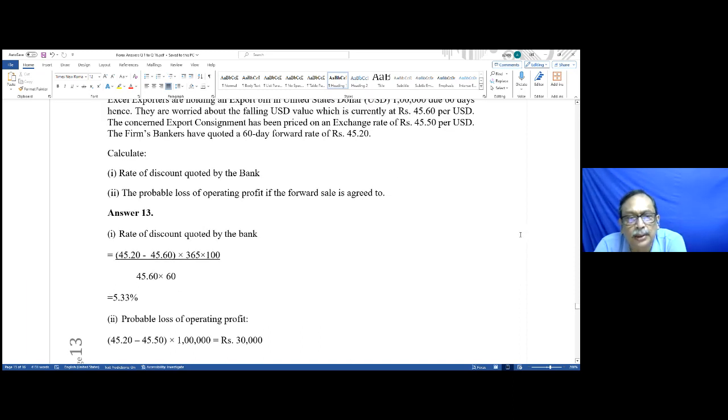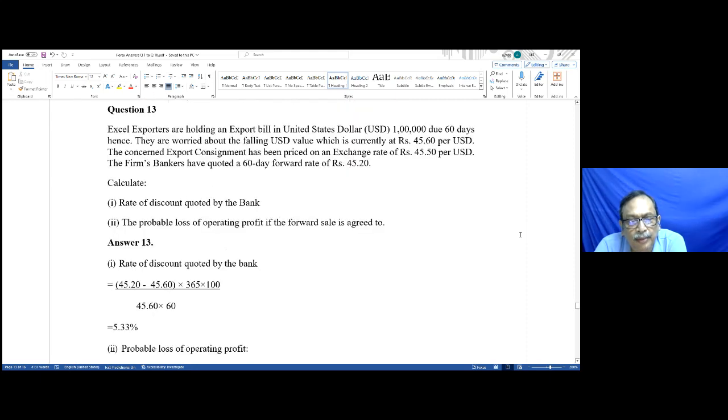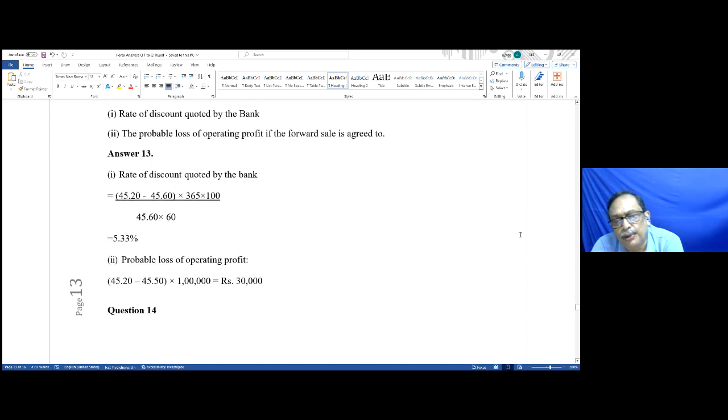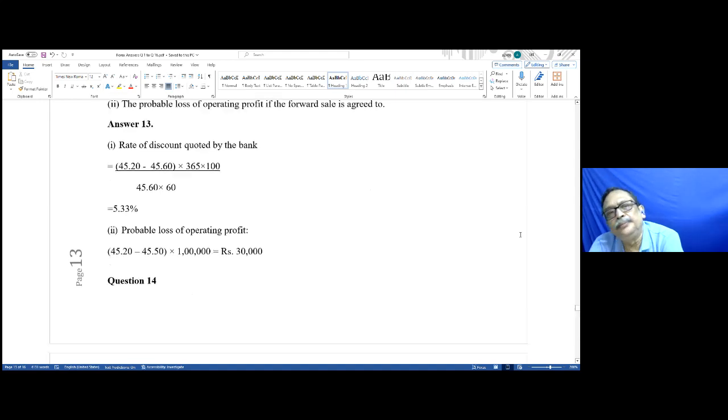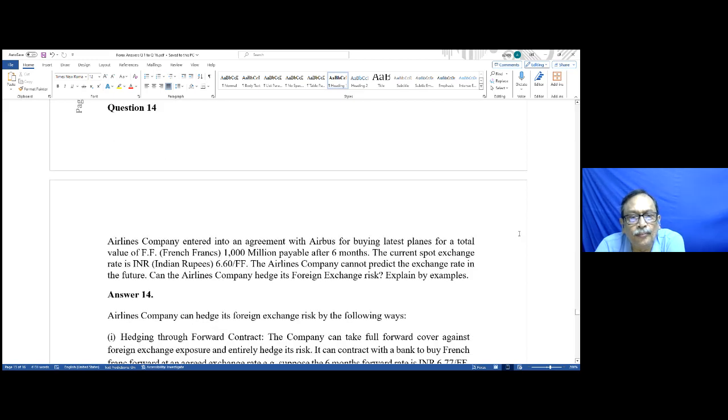So probable loss of operating profit will be 45.20 minus 45.50 multiplied by 1 lakh. It comes to rupees 30,000. Okay, we are coming to our next question.